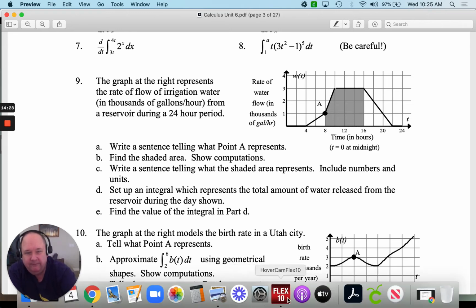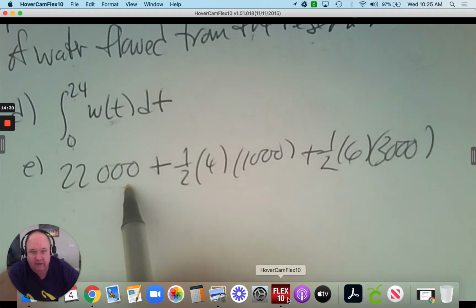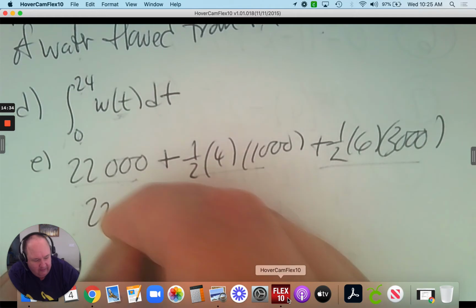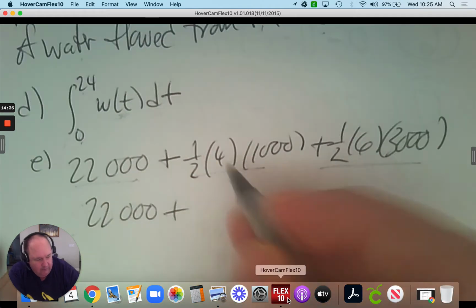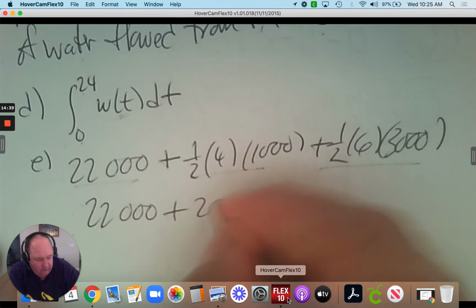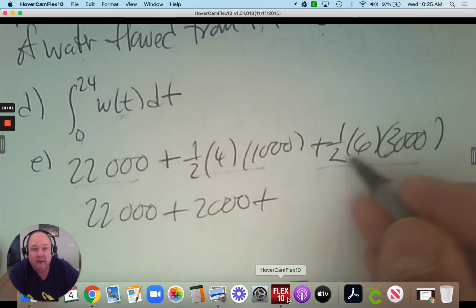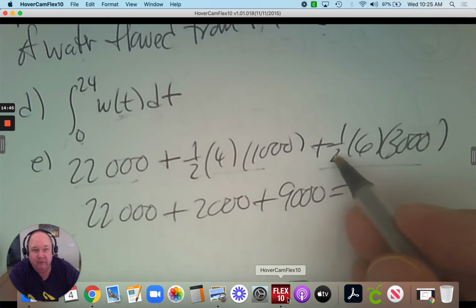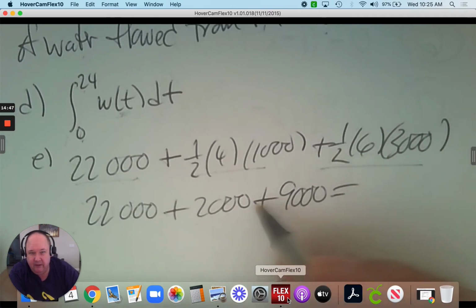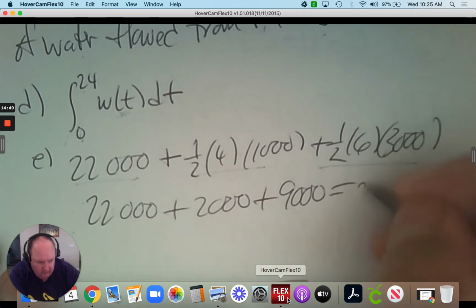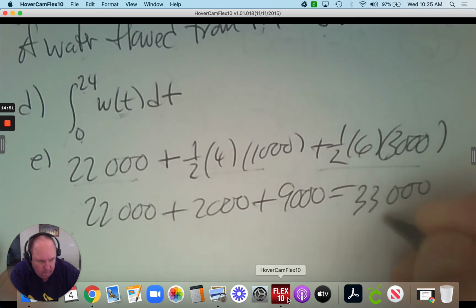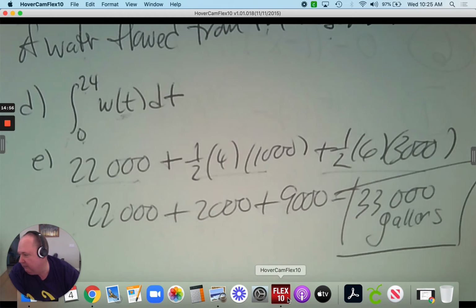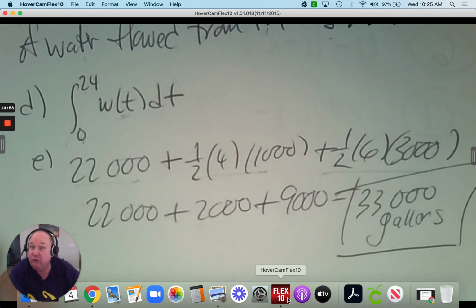Let me show you. So we already found this, and then the triangle on the left, the triangle on the right. So let's put it together. That's 2,000. That's 9,000. Half of 6 is 3 times 3. And this is what? 33,000. And it doesn't ask us to write a sentence, so it's just 33,000 gallons. All right, that was question number 9.